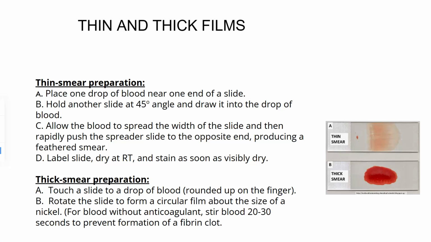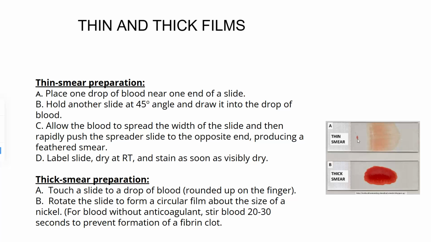A lot of times we would need like a 200x objective to be able to properly visualize and distinguish the type of organism. So in general, in order to prepare a thin smear, you're going to place a drop of blood near one end of a slide. Then you hold another slide at a 45-degree angle and draw it into the drop of the blood.